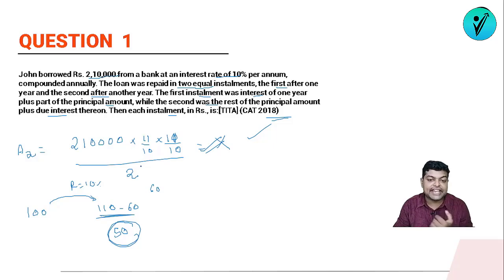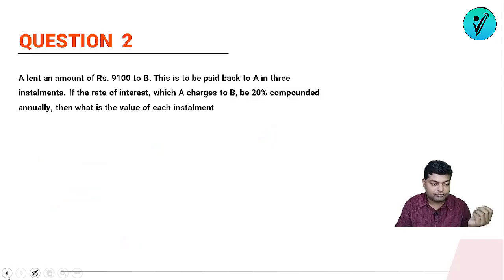So if this is incorrect, what should be the correct way? There are many ways of solving the question, but basically we'll be learning 3 methods. First is the reducing balance concept, second is the fractions method, and third is the future value method. So let's learn each one by one.